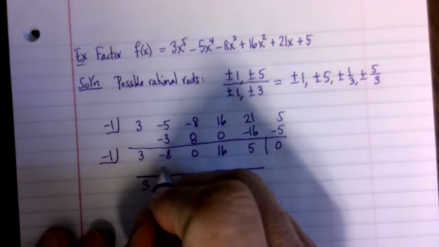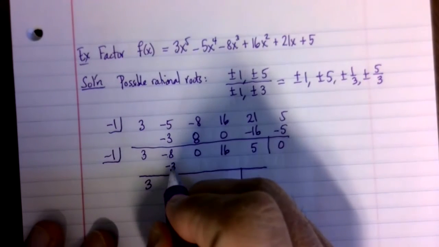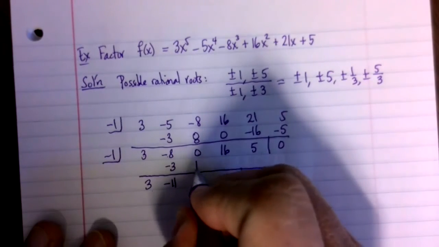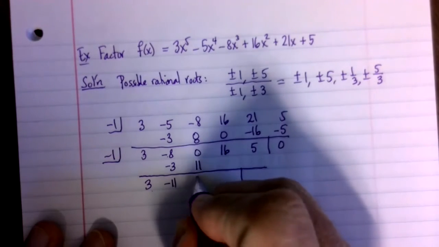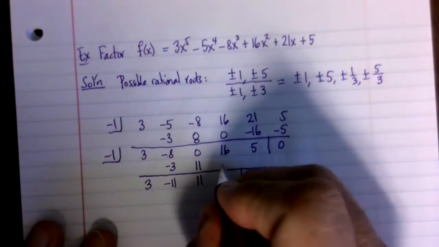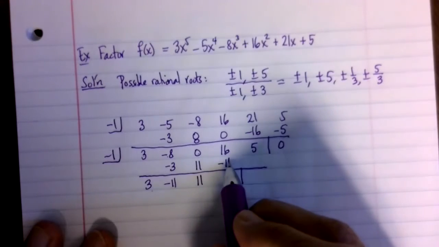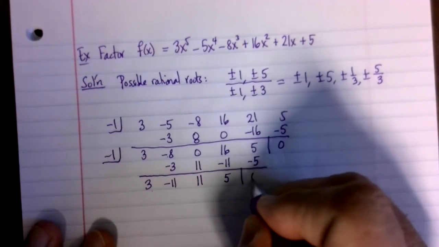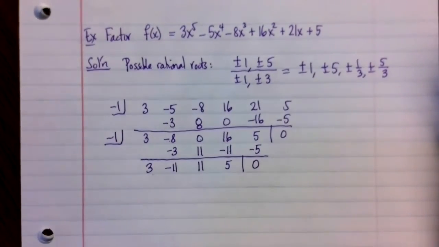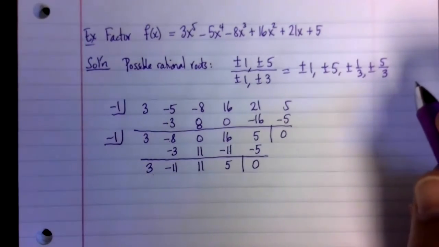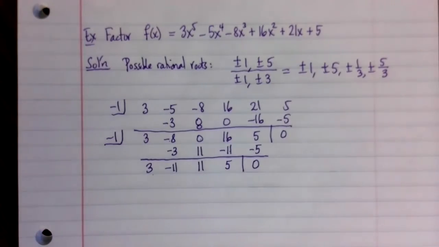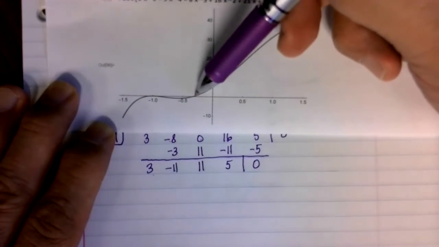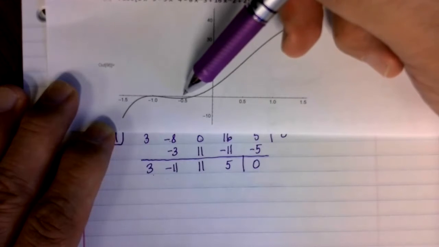3 times -1 is -3. -8 plus -3 is -11. -11 times -1 is 11. 0 plus 11 is 11. 11 times -1 is -11. 16 plus -11 is 5. 5 times -1 is -5, and 0. And so that shows that -1 is a double root. Okay, now I'm down to a cubic. Taking a look back at the picture, I have another intercept here between 0 and -0.5.